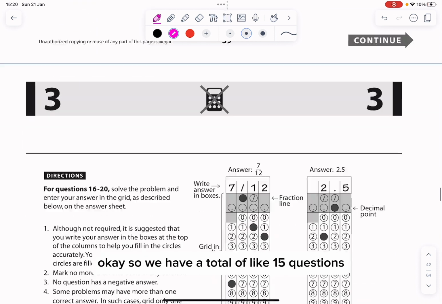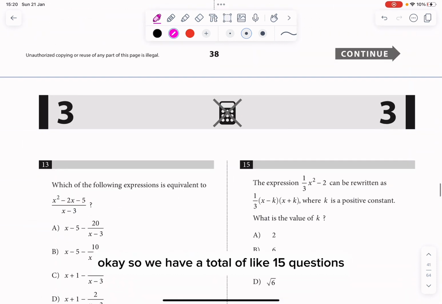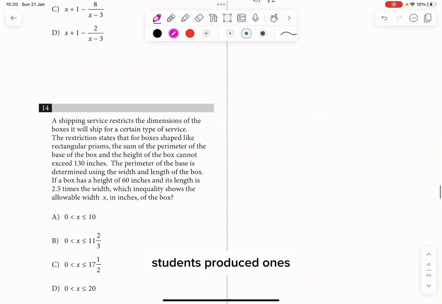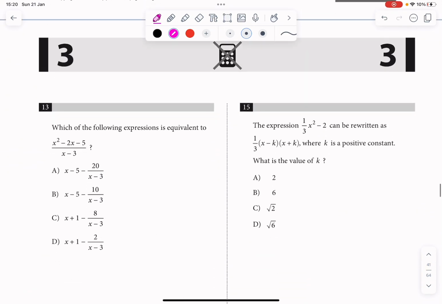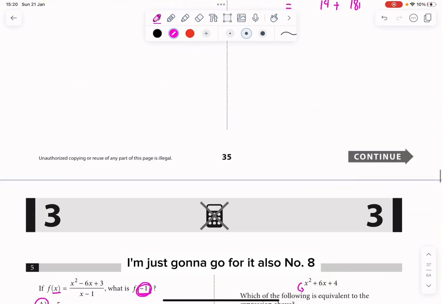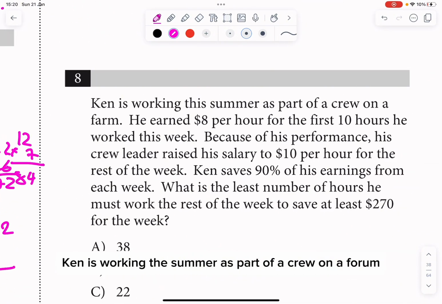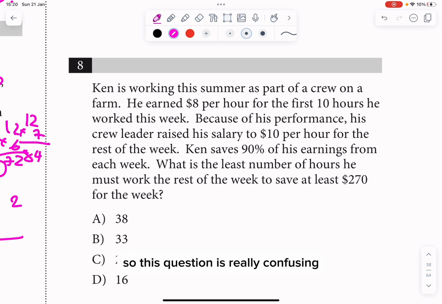Okay, so we have a total of like 15 questions. I'm not gonna solve the student-produced ones. I'm gonna save it for the video coming up, but yeah, I'm just gonna go through it. Okay, so number 8, Ken is working the summer as part of a crew on a farm. So this question is really confusing if you do not really pay attention.